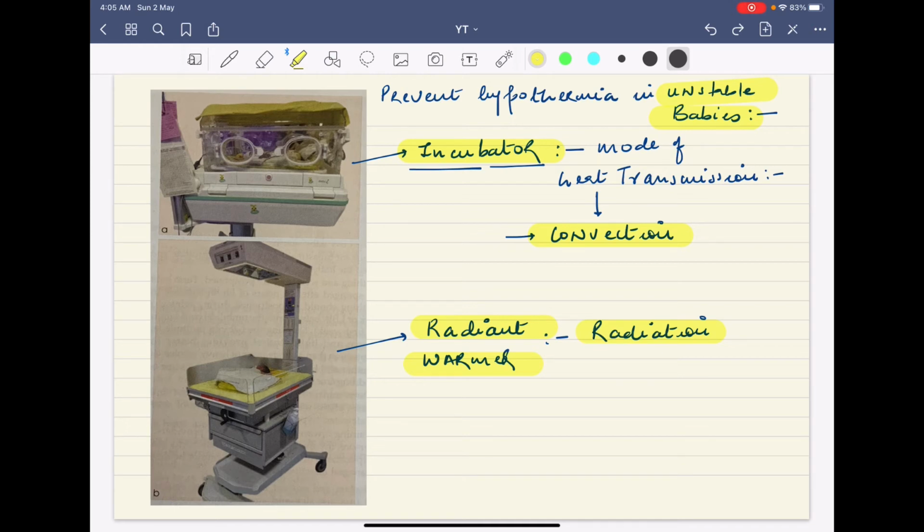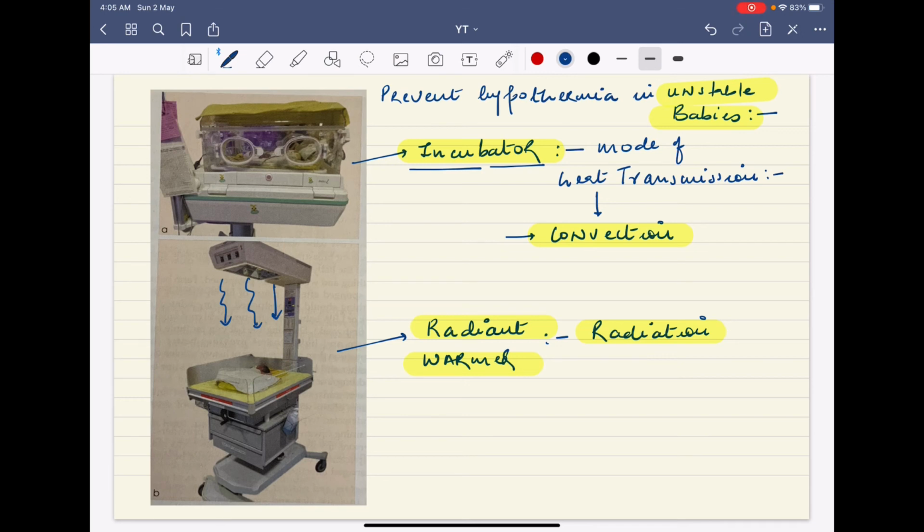So you can see here that there is a light bulb which transfers the heat to the child from here, and this heat helps to maintain the temperature of the baby. And these kinds of instruments are used in unstable babies, and for stable babies you know that we give kangaroo mother care.